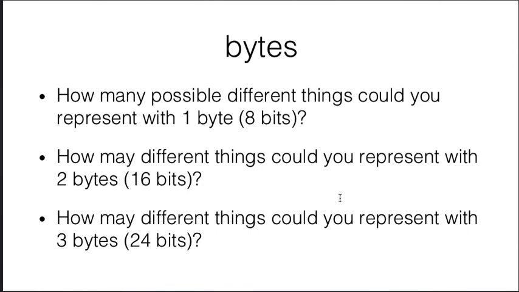How many things could you represent with 2 bytes, 16 bits? I turned off my calculator there now, so. Anyway, it's 2 to the power of 16, which is 256 multiplied by 256, which is 64,000 and something, or 65,000 and something. And with 3 bytes, you've got 24 bits, which is 16 million whatever. Sometimes you might see a graphics card talking about 24-bit graphics, because it can have 16 million colors.